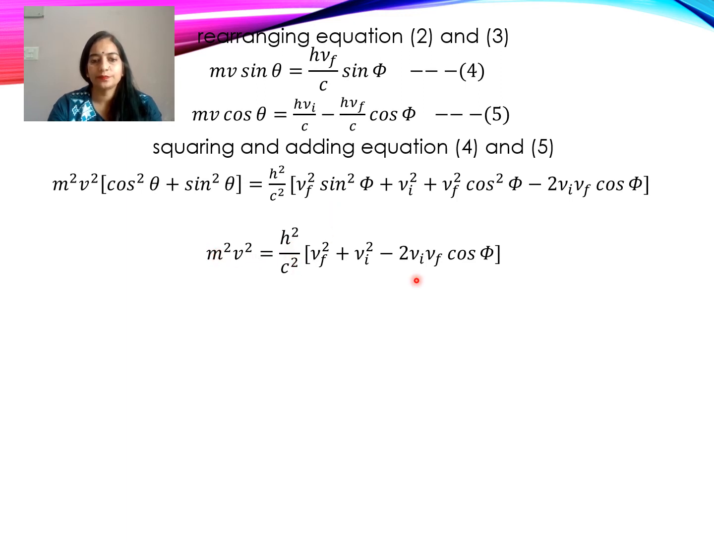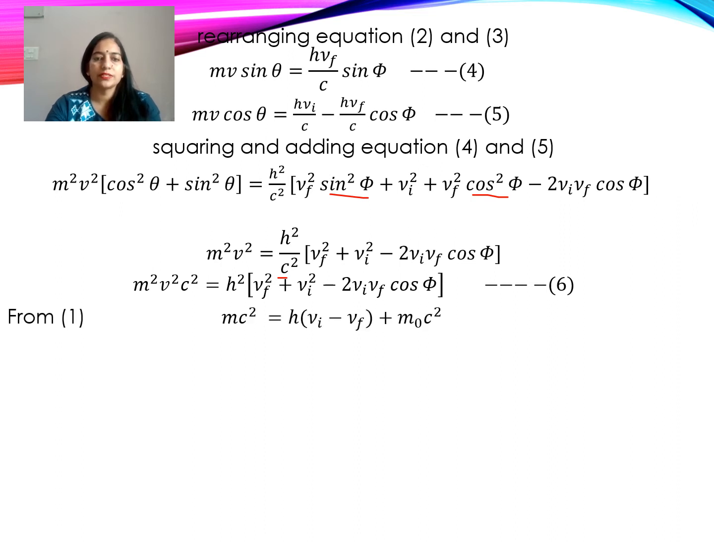On this side, this and this also give, we take nu f square common, sin square phi and cos square phi. This term also gives 1, plus nu I square minus 2 nu I nu f cos phi, and this c square we also take to the left side. So equation 6 becomes m square v square c square equals h square times nu f square plus nu I square minus 2 nu I nu f cos phi.